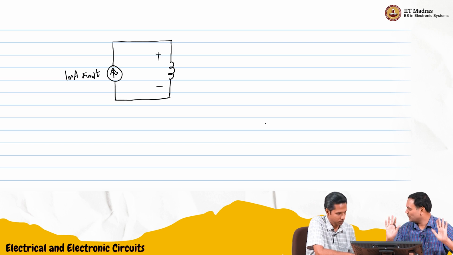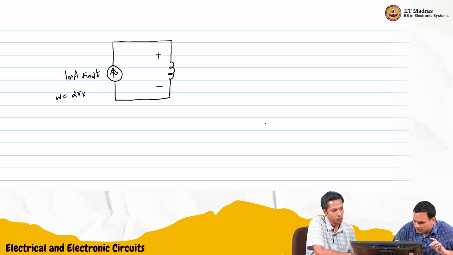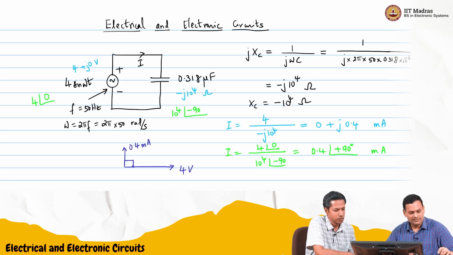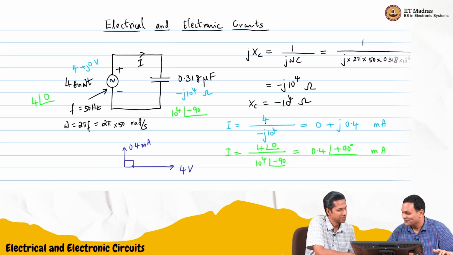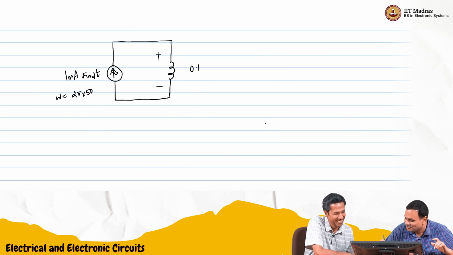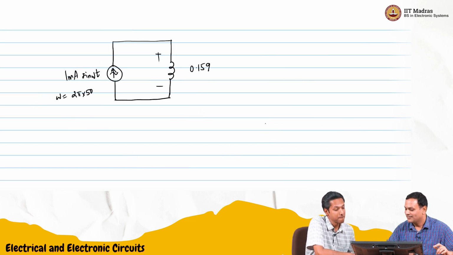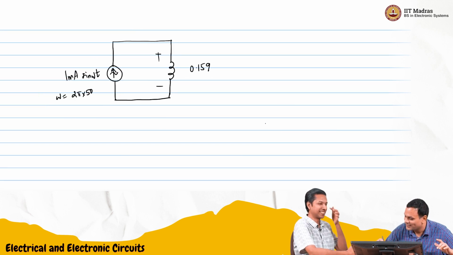I'll write it in time domain form first. So omega is 2 pi into 50. And the inductance value? Last time we used 0.318. That worked out nicely because I got whole round numbers. Maybe this time 0.159. Oh, it's half of that. Okay, let's try it out. 0.159 millihenry. I think henries is too large. Let's try to use millihenry.